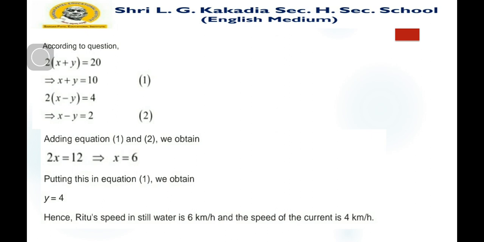Adding equation 1 and 2, we obtain 2x is equal to 12, x is equal to 6. Putting this in equation number 1, we obtain y is equal to 4. Hence Ritu's speed in still water is 6 km per hour and the speed of current is 4 km per hour. Now next example.